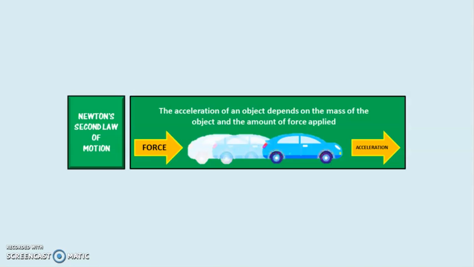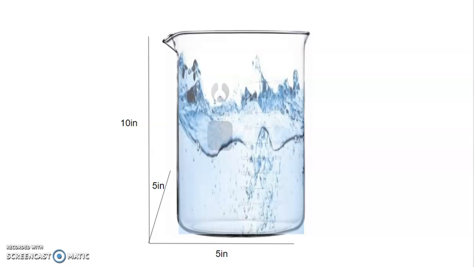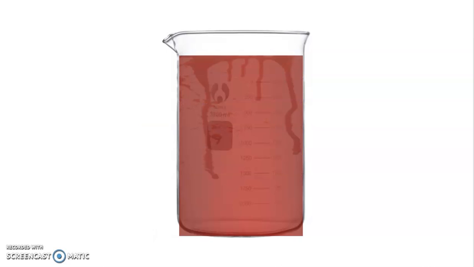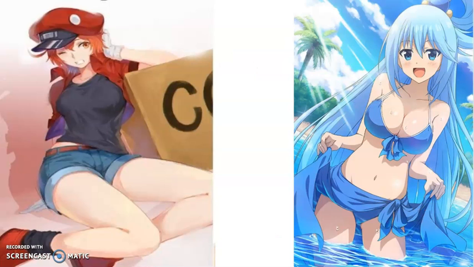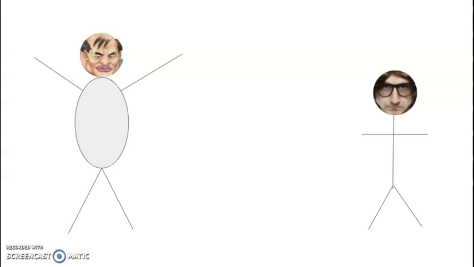Take for instance this cup. Let's say it's 5 by 5 by 10. Right now, the thing inside of it is water, which is not very dense. But if we pour the blood into it and call it one single object, you could say that the mass has increased, since blood is thicker than water. Though there are smart people on both sides of that debate. Now that we're done explaining mass, we can hop right into Newton's second law.